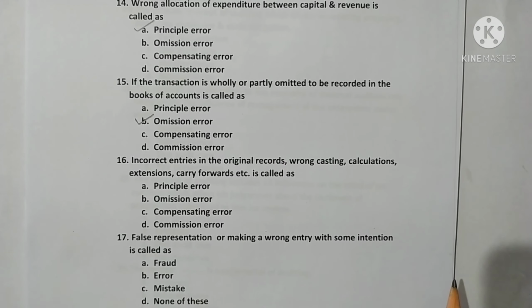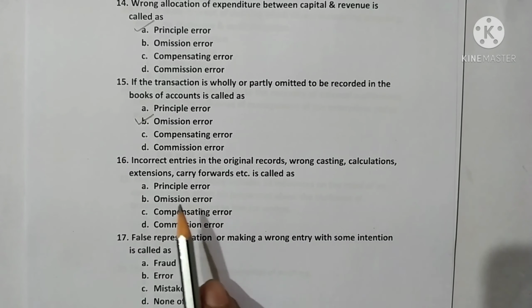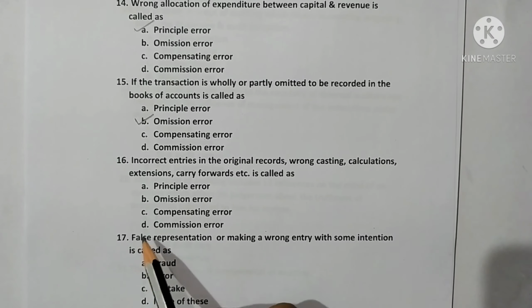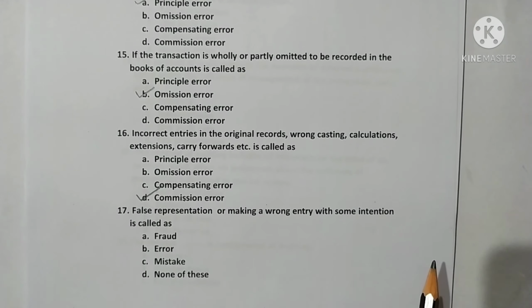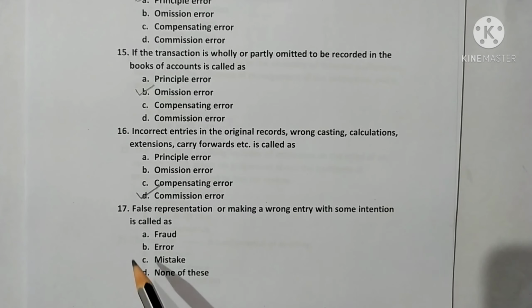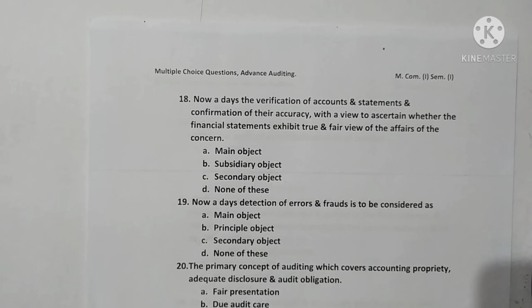Question 16. Incorrect entries in the original record, wrong costing, calculations, extensions, carry forward, etc. is called an error of commission. Option D is correct. False representation by making a wrong entry with some intention is called fraud. Option A is correct. Question 18. Nowadays, verification of accounts and statements and confirmation of their accuracy, with a view to ascertain whether the financial statements exhibit a true and fair view of the affairs of the concern, is a main objective. Here option A is correct.